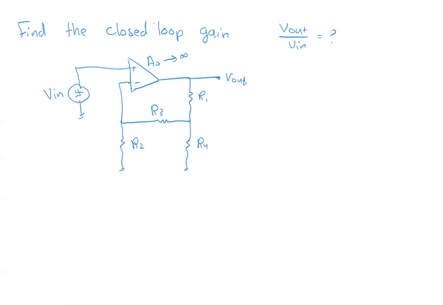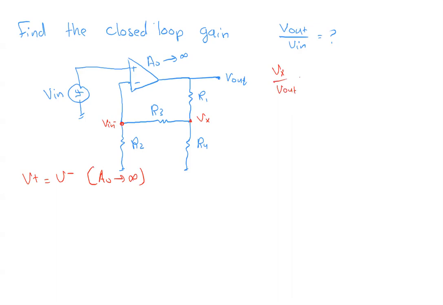Now, life is easier here. This question is simplified, assuming that A0 is equal to infinity. So we can just equate the V positive terminal to V negative. This is given that A0 is almost infinity. So now we need to find this point Vn and the negative terminal here. And it's going to be formed through two voltage dividers. So first, let's find Vx over V out.